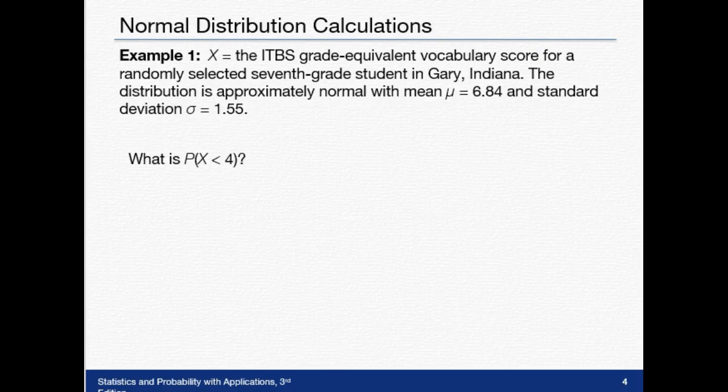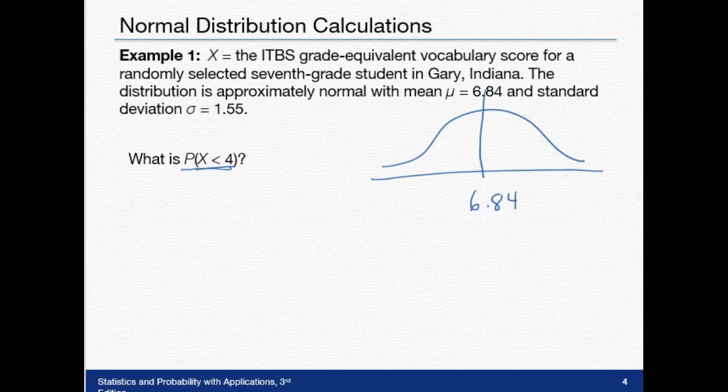Number 1, the ITBS grade equivalent vocabulary score for a randomly selected 7th grade student in Gary, Indiana. The mean is 6.84, standard deviation is 1.55. Okay, so what is the probability that x is less than 4? So first I want to draw my curve. Put my mean right there, 6.84. Where's 4 along this number line? Well, if 6 is here, 4 is over here. So I'm going to label 4, and I'm going to shade less than.